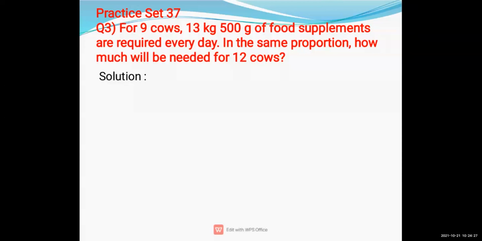9 cows के लिए कितना खाना supply कर रहे हैं? 13 kg, 500 grams for every day, each day. In the same proportion, how much will be needed for 12 cows? See, the same proportion is there. So you are going to find out for the 12 cows. Clear? 9 cows के लिए है 13 kg, 500 gram. Then you have to find out for the 12 cows.